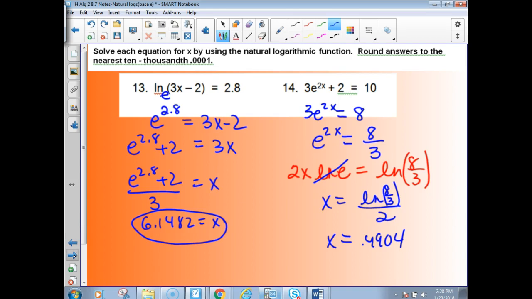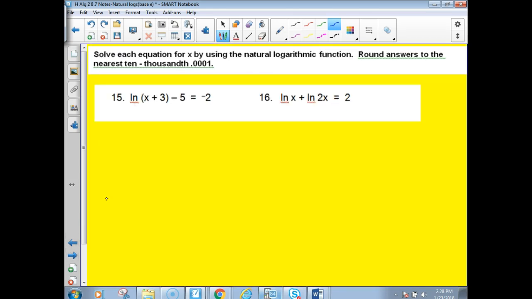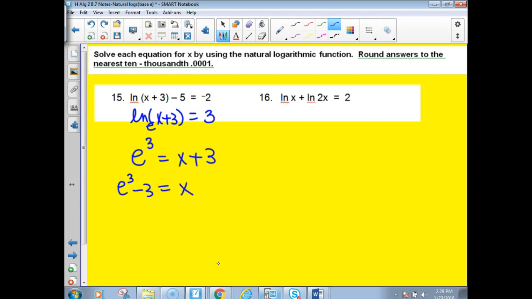All right. 15. To isolate the natural logarithm, I would add 5 to begin the problem. Negative 2 plus 5 is 3. Now I'm back to something that looks a lot like the previous problem. So what should I do? What's the base? And then I'm going to rewrite it as an exponential function. So e to the third equals x plus 3. So this one's again easy because all we have to do is type e to the third minus 3 and we have our answer.